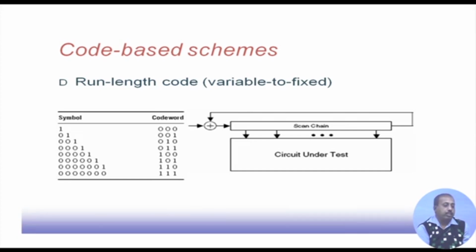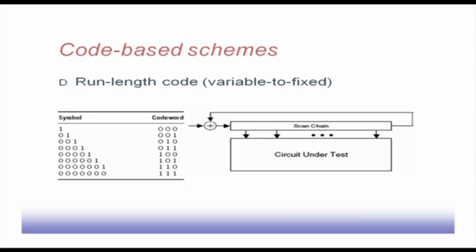So don't cares can be filled so that we can get more similar test patterns, so that these zeros will occur more frequently. So the bits will be the same. As a result, I can feed a 0 here. So, this run length code is a variable to fixed length code.